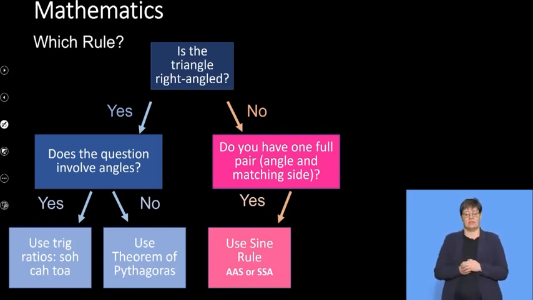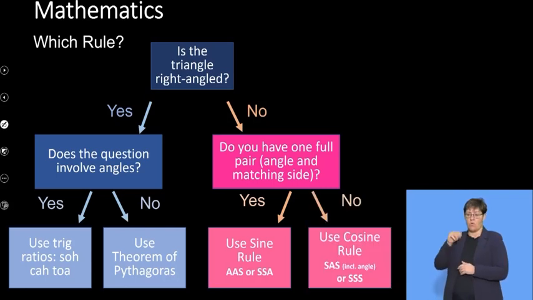And the last thing we need to know is that if we don't have one full pair, then we can use the cos rule. And remember, for the cos rule, we need to have side, angle, side, an included angle, or we're going to have side, side, side.